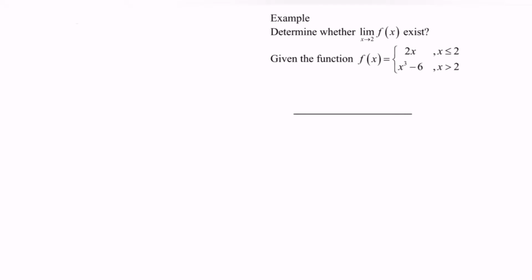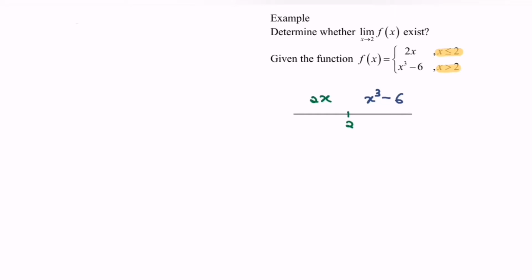So here we have the second example for the video. Determine whether the limit when x approaches 2 for the function f(x) exists, given the function. Now what we have to do is illustrate the situation on a number line. The point of discussion would be 2. Kindly refer to the function. Here we have x less than or equal to 2, meaning located on the left-hand side, which will be 2x. For x greater than 2, which means on the right, we have x cubed minus 6.